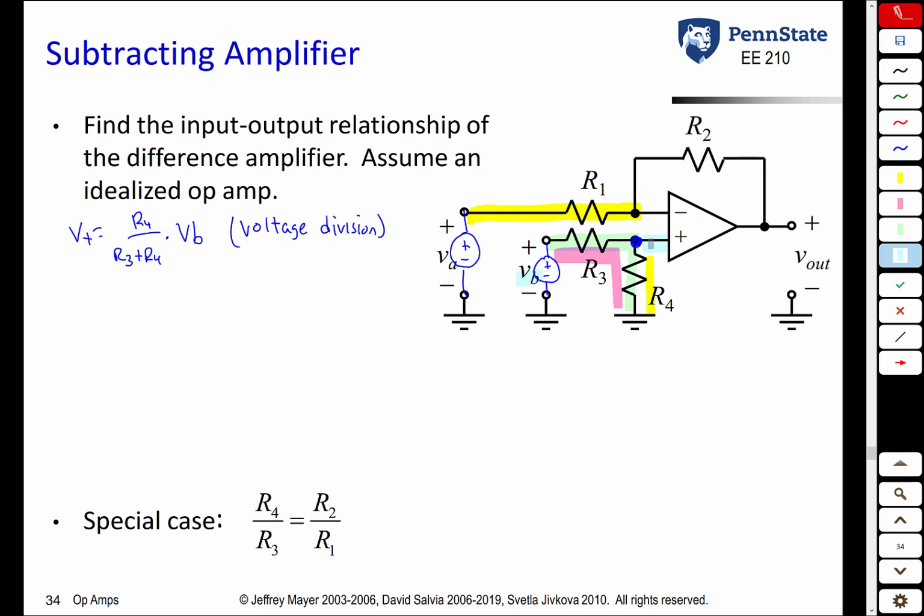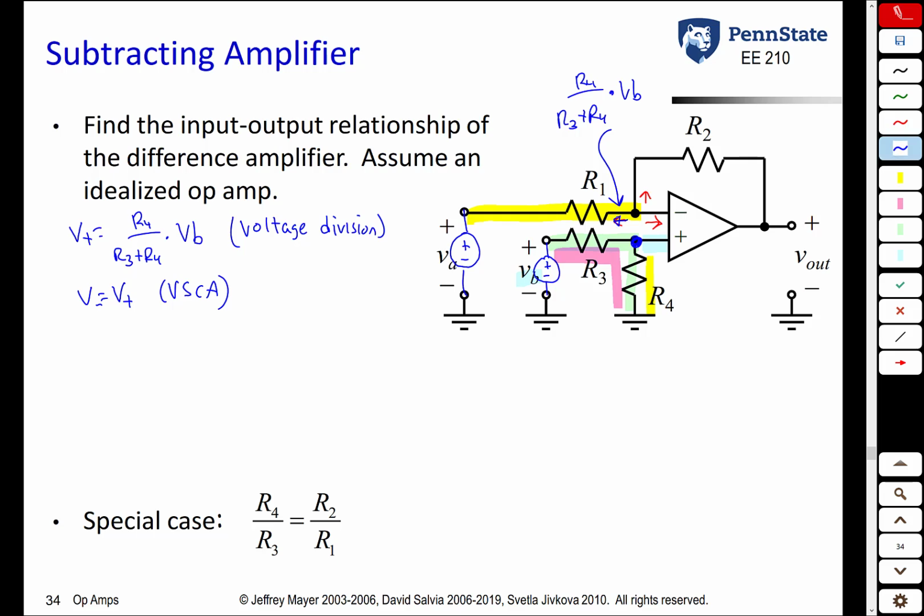Second step is we know that V minus is going to equal V plus because of the virtual short circuit approximation. So the voltage here is also going to be R4 over R3 plus R4 times VB. Then to find an expression for the output, we do KCL at the inverting terminal. This current plus this current plus that current has to be 0.